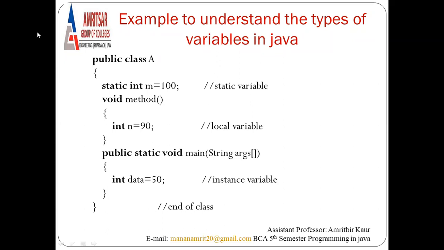Then a void method. In the body of a method, a variable n is declared. This is known as a local variable, and we can use n inside this method. We cannot use n outside the method. Then in the main function, we declare a variable. This is known as an instance variable. For example, if we create two objects of the class, then twice this variable will be allocated memory, and it will be used for the corresponding object.